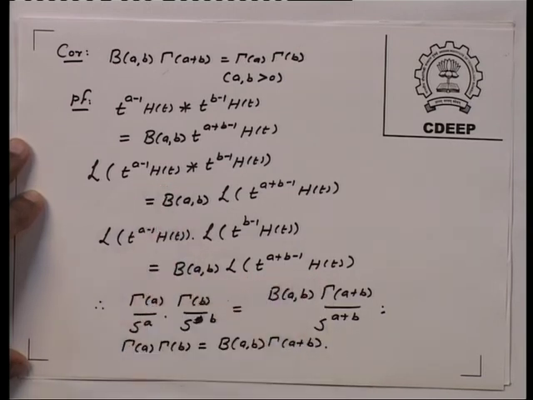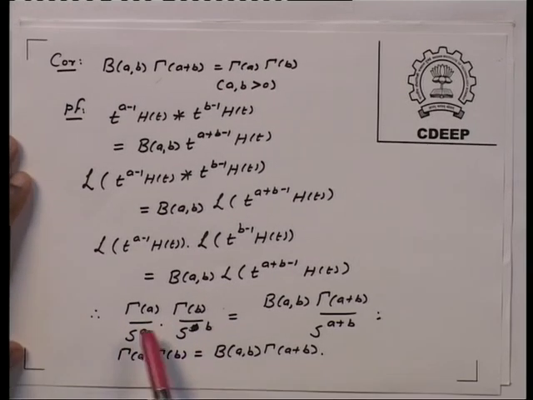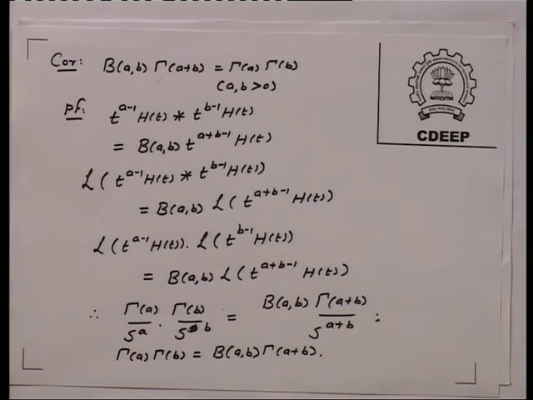The Laplace transform of t to the power a minus 1 h(t) is gamma a upon s to the power a. The Laplace transform of t to the power b minus 1 h(t) is gamma b upon s to the power b. And the Laplace transform of t to the power a plus b minus 1 h(t) is gamma of a plus b upon s to the power a plus b. So out comes the beta gamma identity. All right.